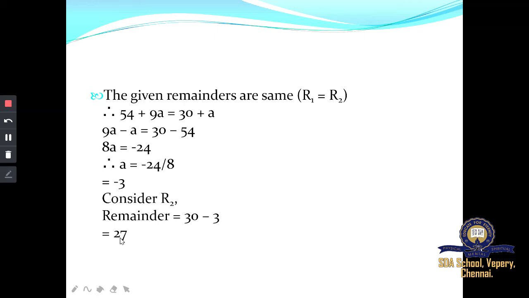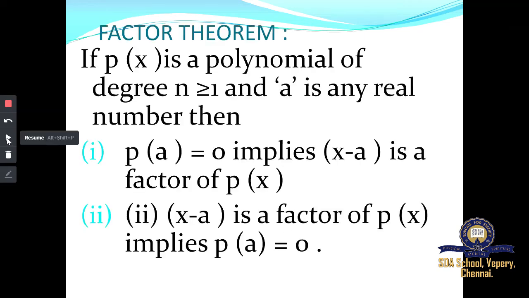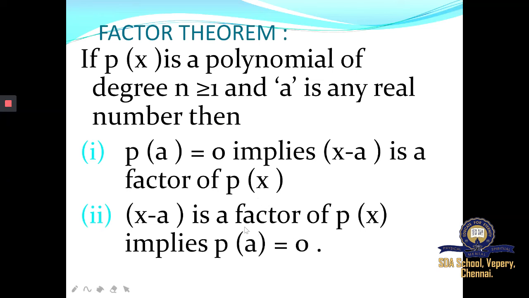Next, we shall discuss the factor theorem. If p of x is a polynomial of degree n greater than or equal to 1 and a is any real number, then p of a equals 0 implies x minus a is a factor of p of x. And then x minus a is a factor of p of x implies p of a is equal to 0. This is the factor theorem.